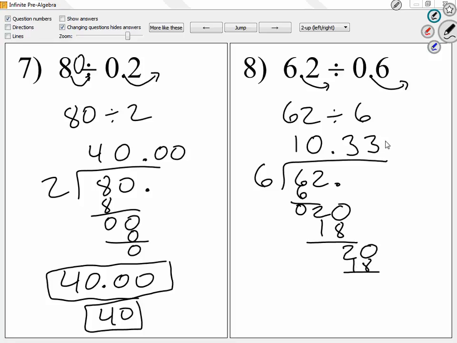As you guys can imagine, this is going to continue with 3, 3, 3, and so on and so forth. I'm going to stop at the third decimal place, which is a 3, because that is too small, right? 3 is too small. Then I'm going to leave this as 10.33.